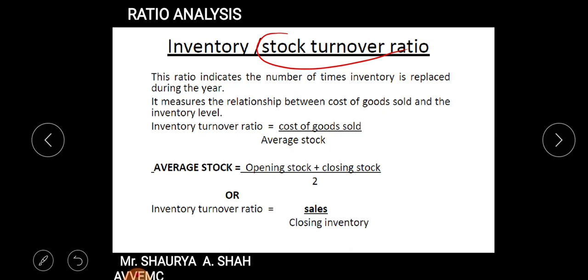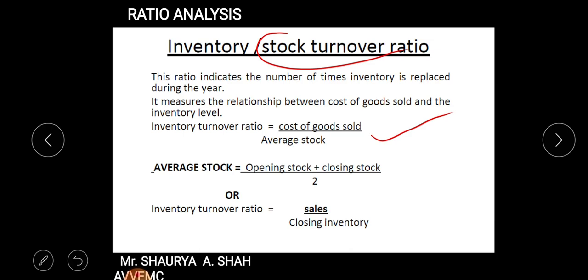What is the formula of that? It is COGS upon average stock. Just remember it, students, very well. This is the most important ratio. Again, short sums of 3 to 4 marks will also be there based only on this formula. There will be some particulars missing. Either stock turnover ratio will be given and COGS will be missing, or average stock will be given and one of the things will be missing. So you need to be very cautious about the formula.